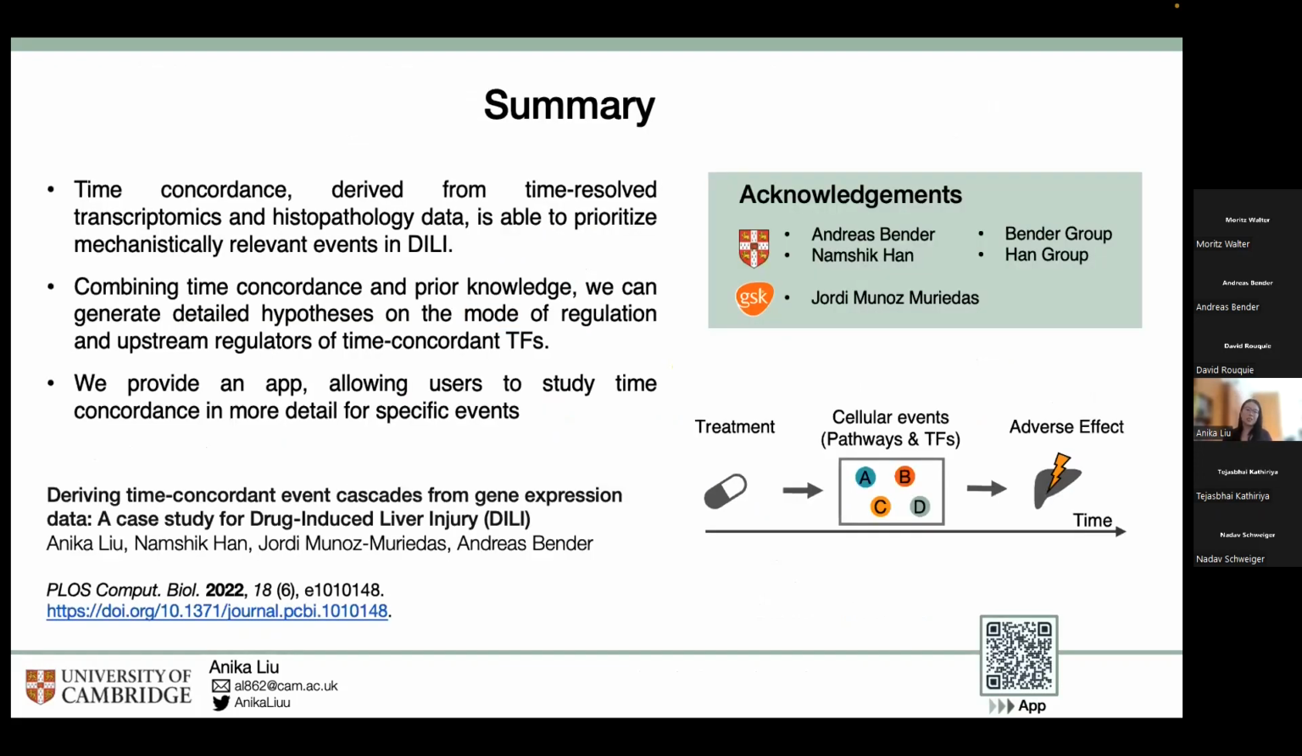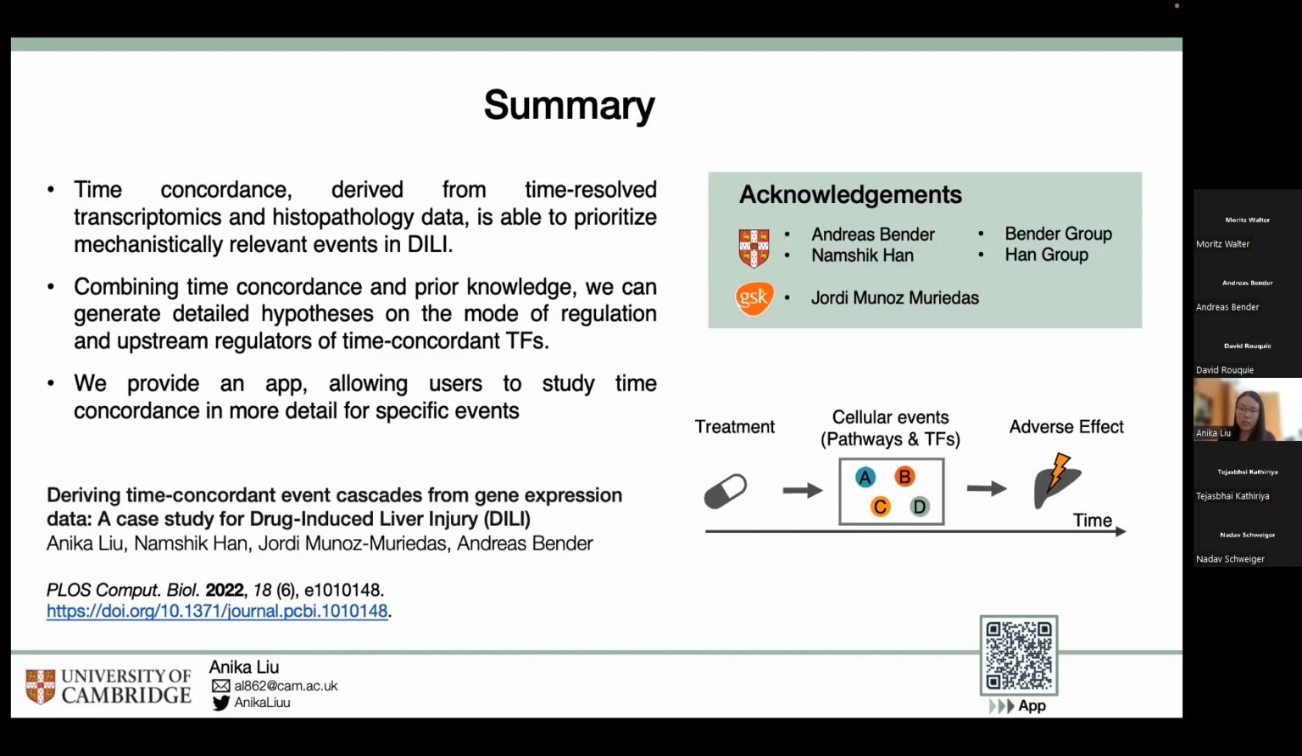I believe that time concordance is a useful way to identify mechanistic hypotheses from time series data. Of course, not everything that is time concordant is necessarily causal. However, everything that is causal is necessarily time concordant, so it is a necessary criterion. We demonstrate the utility of this concept using time-resolved transcriptomics and histopathology data from the open TG-GATEs database. But I'd also like to highlight that this can, in theory, be applied to other types of data and on other timescales, as long as it's possible to define the time point of first activation.